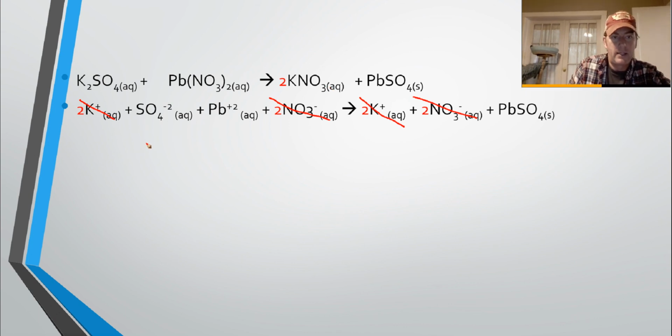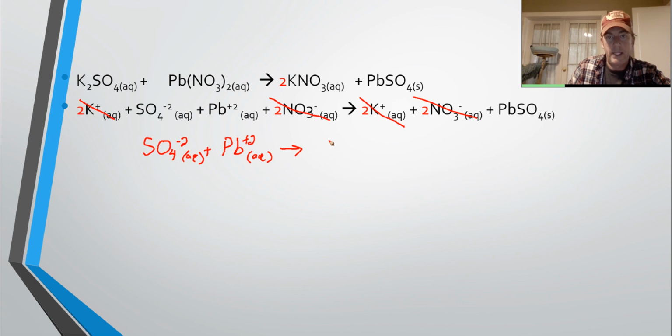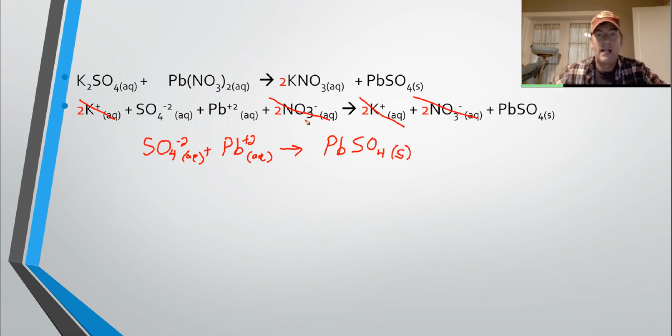That leaves us with, and I'm going to rewrite it, sulfate ions. Again, they're aqueous. We need to show what state of matter they are in. And we have lead 2, that is aqueous. And then what is the result? It makes lead 2 sulfate, which is a solid. So that's how you do the net ionic equation.